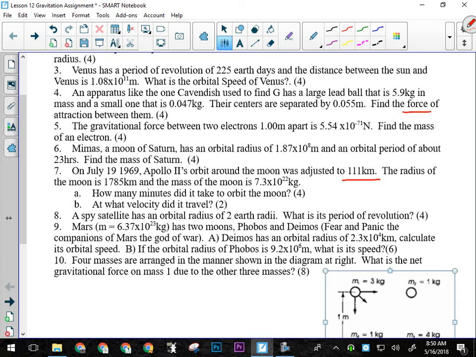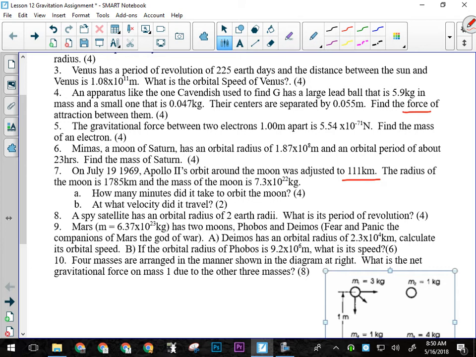No, that is the distance from the surface. Okay, the moon is more than 111 kilometers. Just so you know, that's an altitude, because it never really says that anywhere in the question. It never really says that that's an altitude or a height or a distance above the surface or any one of those things we talked about.